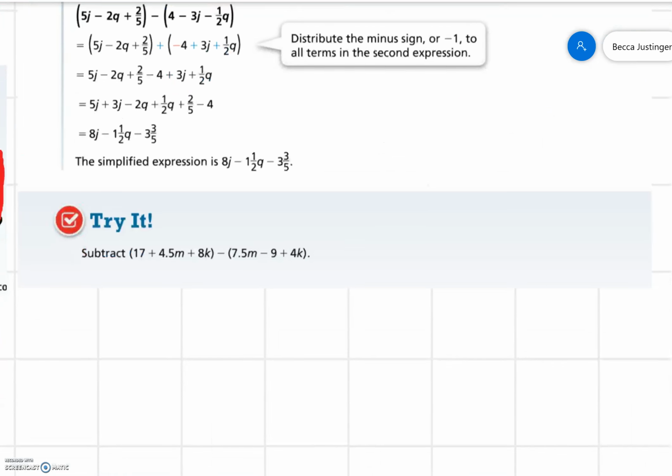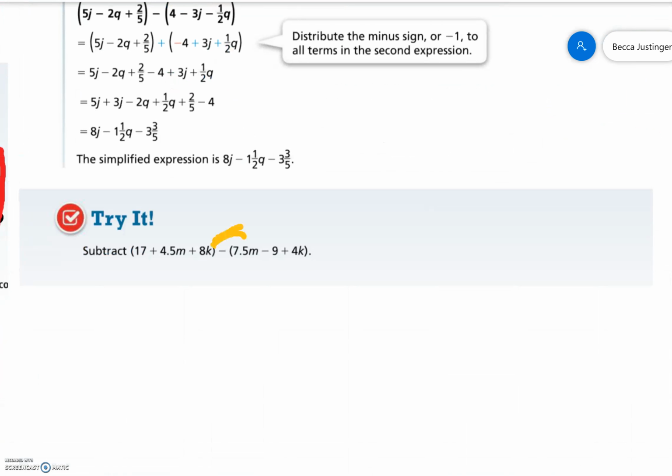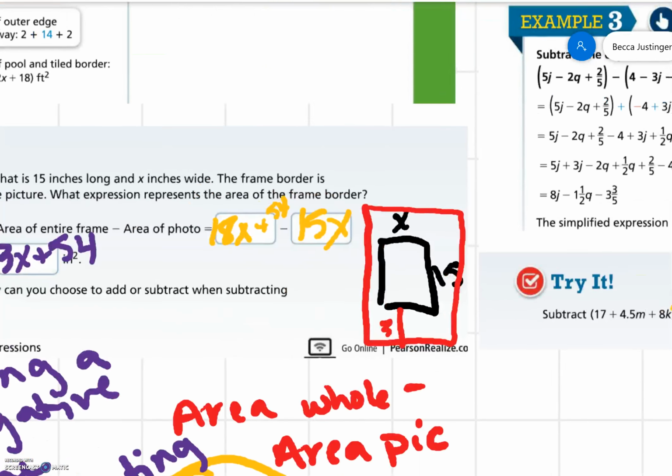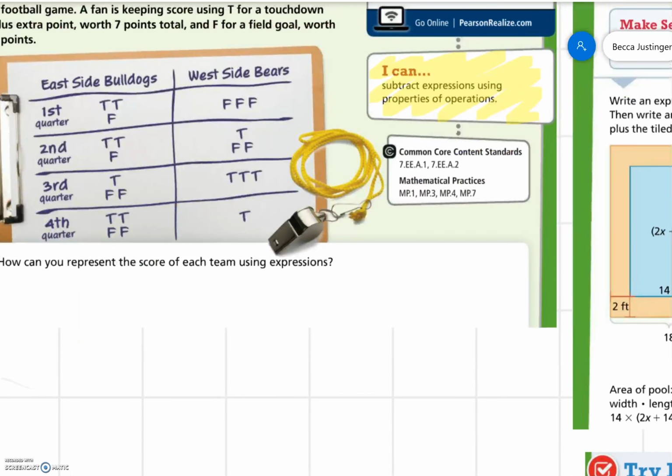Same thing happens for example 3. Distribute the negative, and you will be able to solve. Try that on your own and check your answers with me. We don't have enough time to say it, so say it yourself in class.